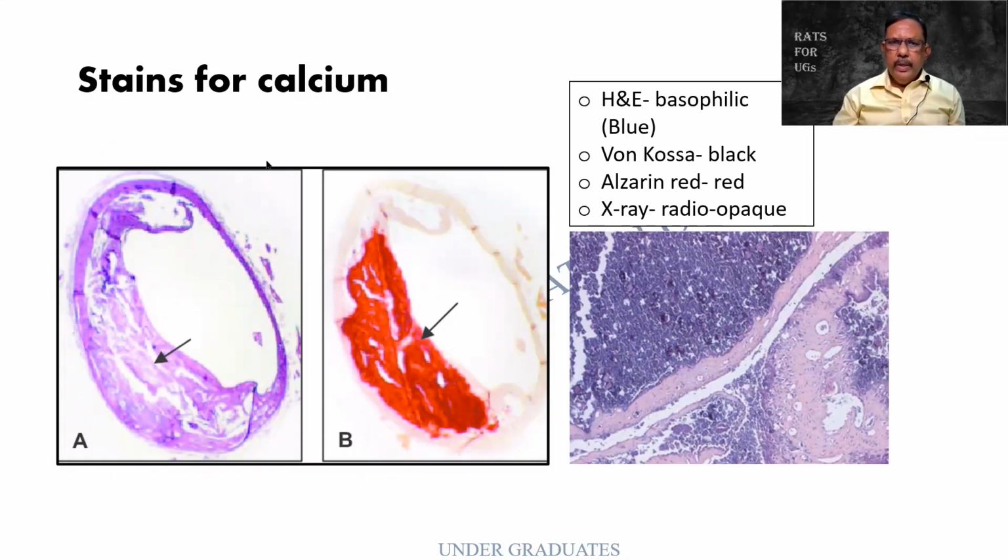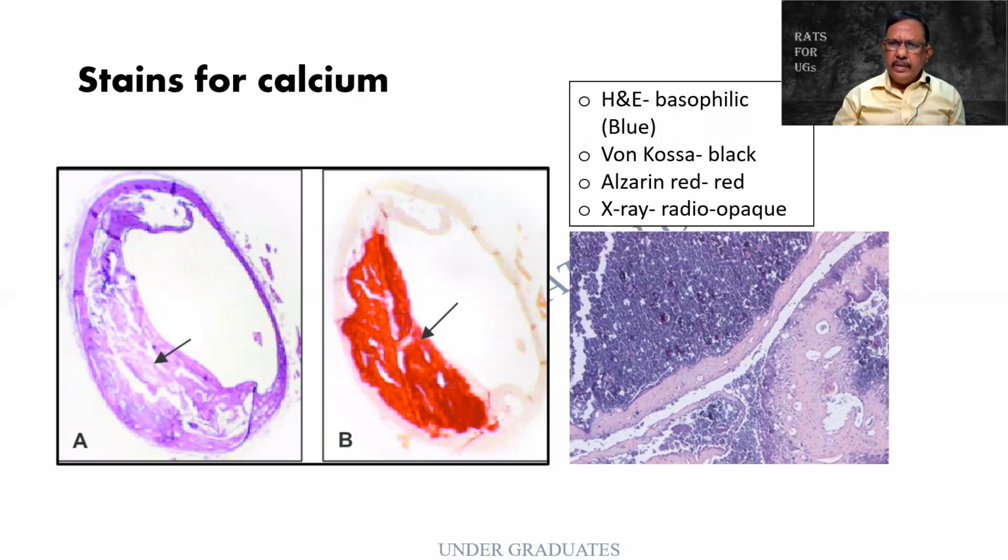Now students, what is the heading of this particular slide? Stains for calcium. In pathology and histology, we have got only two stains, hematoxylin and eosin. The pink color and the blue or the purple color. That's all. But how do you identify all the tissues, all the lesions with these two colors? Sometimes it becomes impossible. Therefore, we will be using what are called special stains for certain substances.